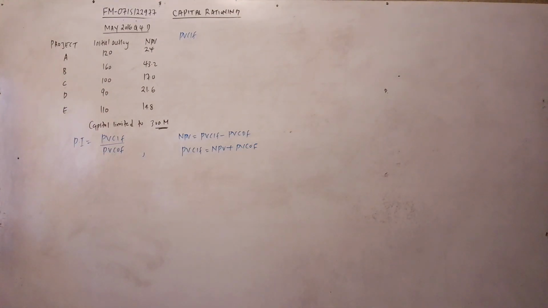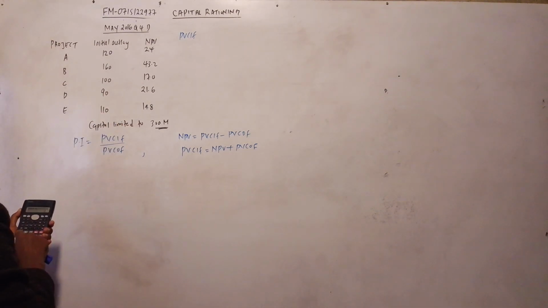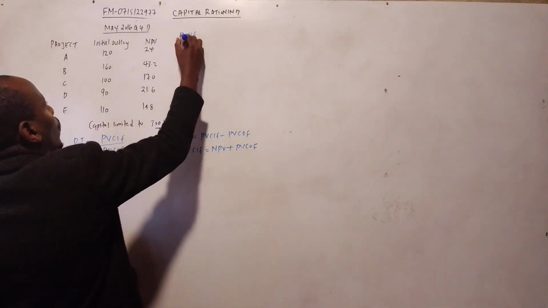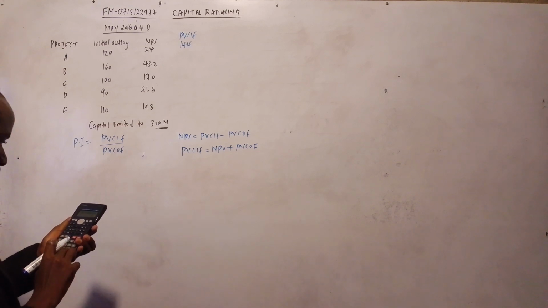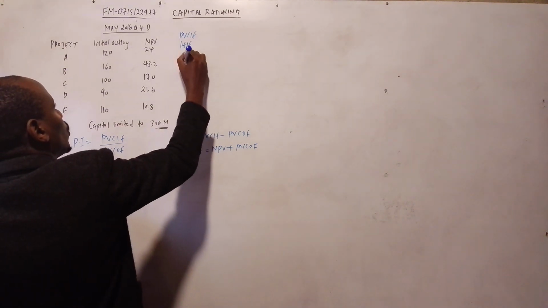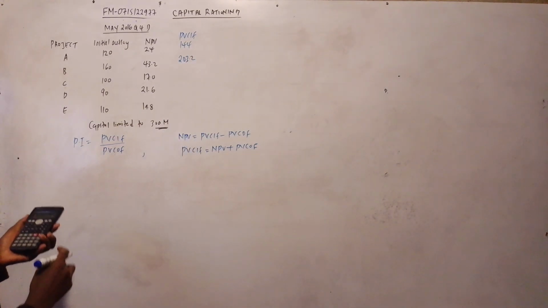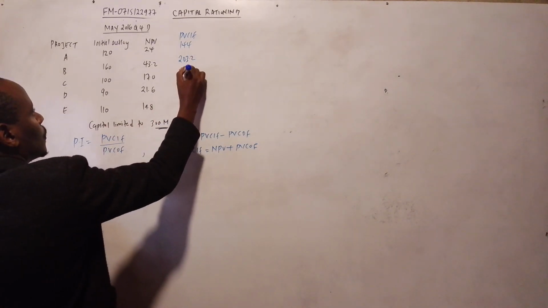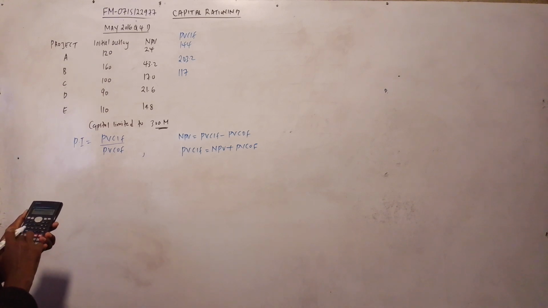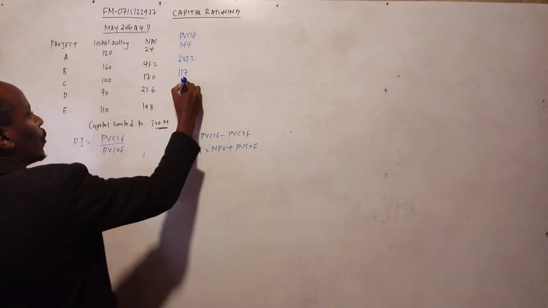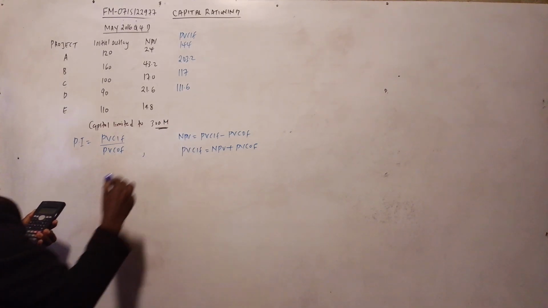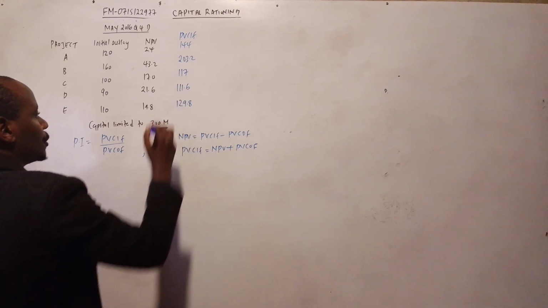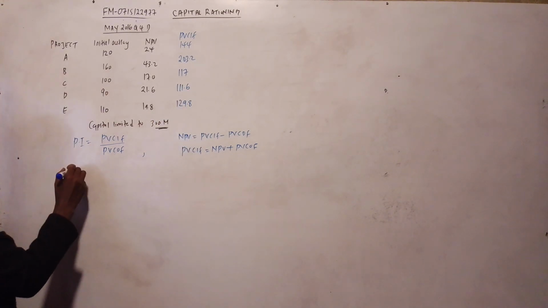So we take 120 plus 24, 144. 160 plus 43.2, 203.2. This one is 117. 90 plus 21.6, 111.6. 110 plus 19.8, 129.8. So let's calculate the profitability index for A, B, C, D and E.